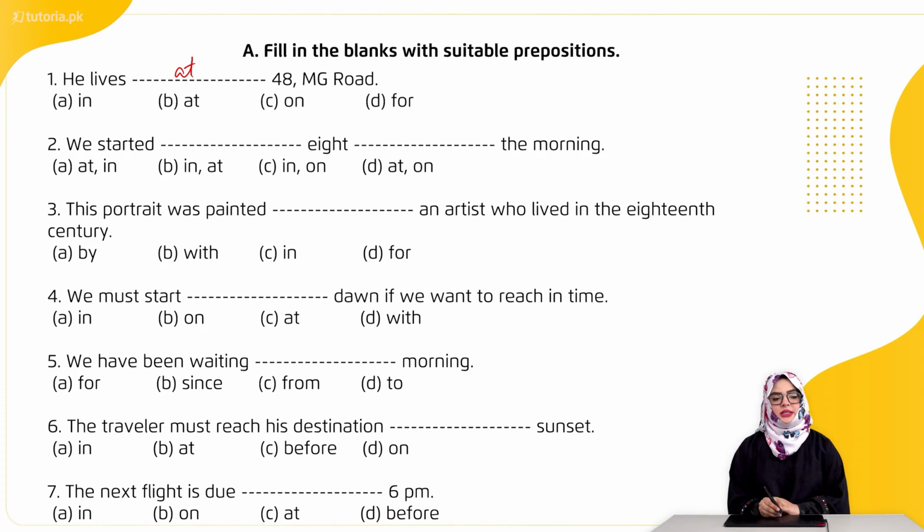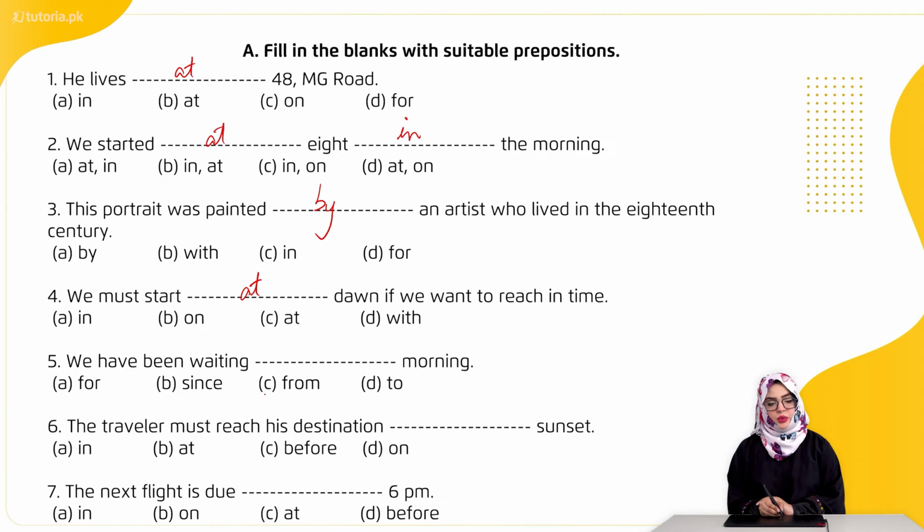Second is we started dash 8 dash the morning. We have several options like at, in at, in on, at on. तो यहाँ पे हो जाएगा we started at 8 in the morning. Third is this portrait was painted by an artist who lived in the 18th century. Fourth is we must start dash dawn if we want to reach in time. We must start at dawn if we want to reach in time.